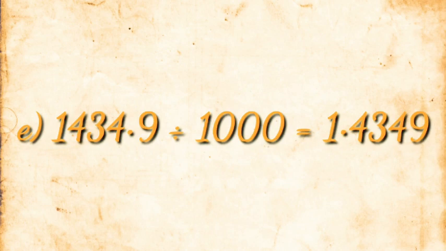Next is 1434.9 divided by 1000. In 1000 how many zeros are there? 3 zeros in the divisor with 1. So the decimal will be shifted 3 places left of the number. The decimal was here, and 3 places: 1, 2, 3. This means the decimal will come after 1. So the answer will be 1.4349.